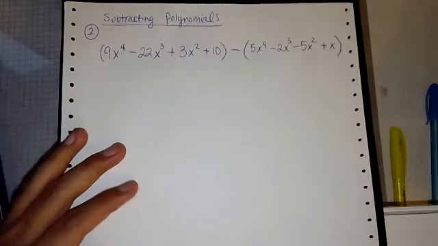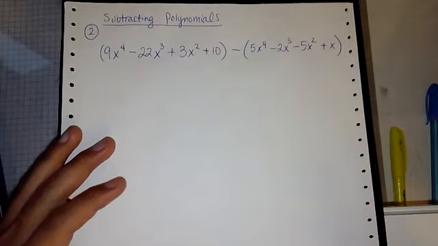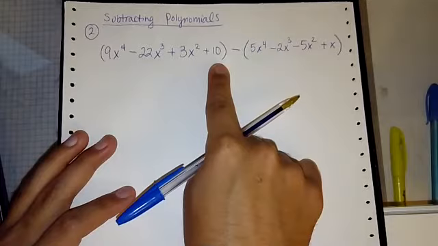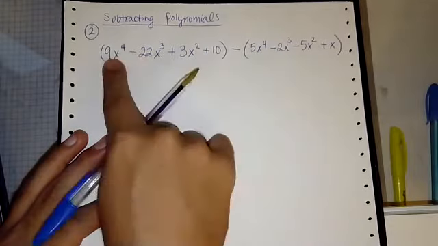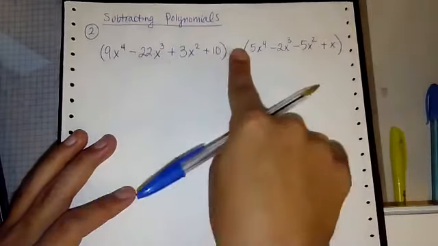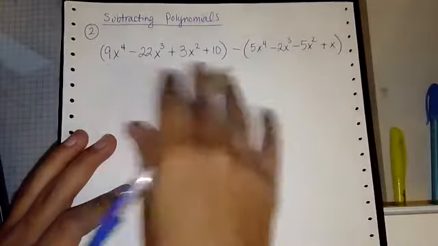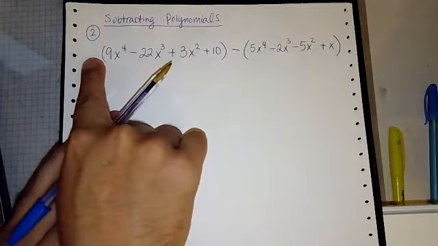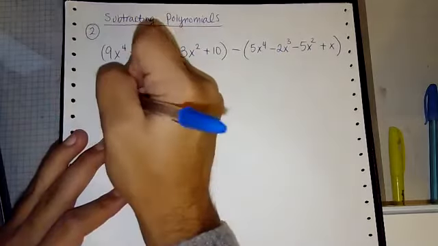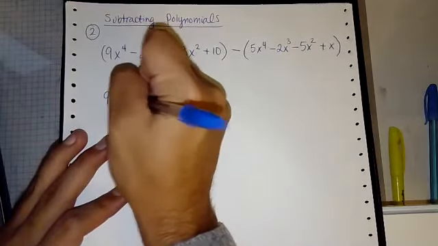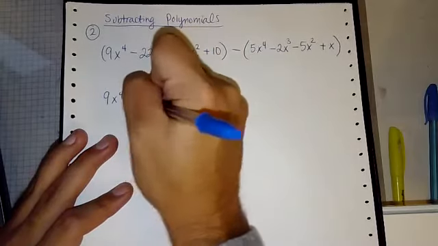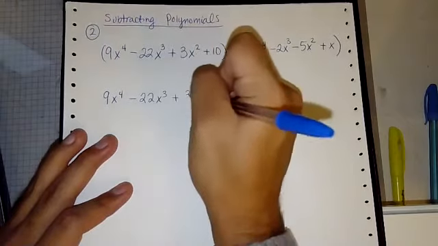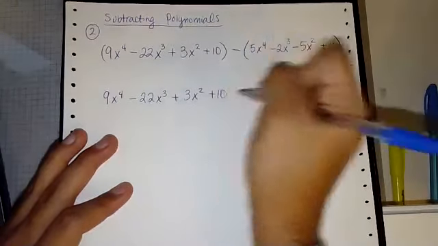Okay, so like I said, there's only two steps fundamentally to this problem. We can just leave the first polynomial. We have 1, 2, 3, I'm sorry, 1, 2, 3, 4 terms. And we can just leave this one alone. We can drop the parentheses because there's not a negative sign in front of the parentheses. So there's nothing to distribute here. Now we can just say that this is 9x to the fourth minus 22x to the third plus 3x squared plus 10.